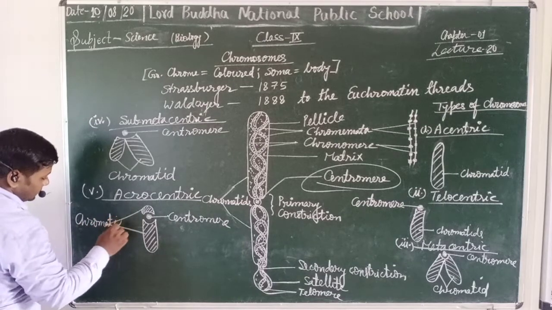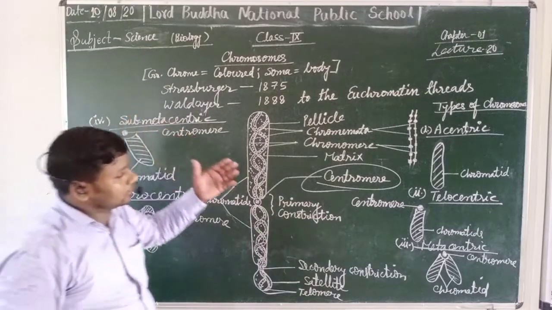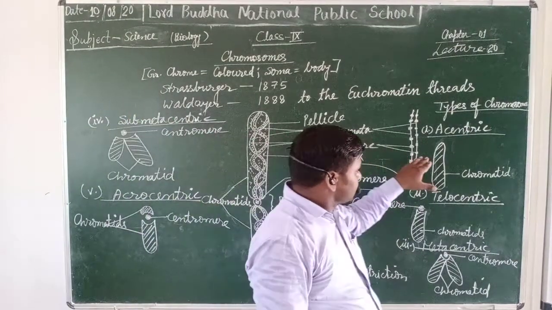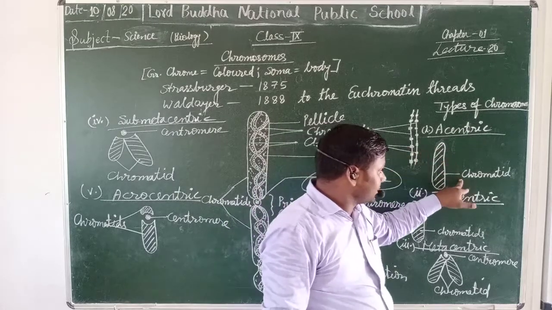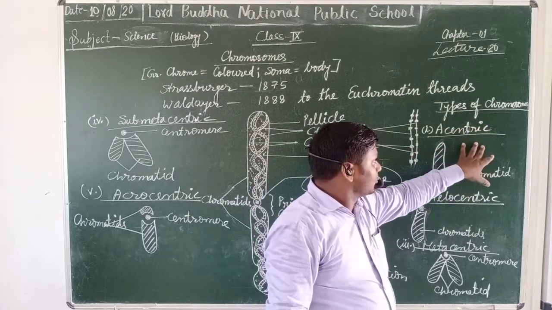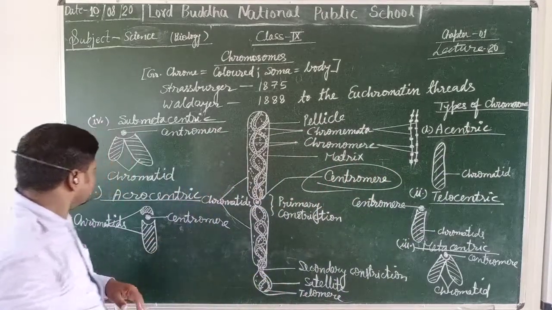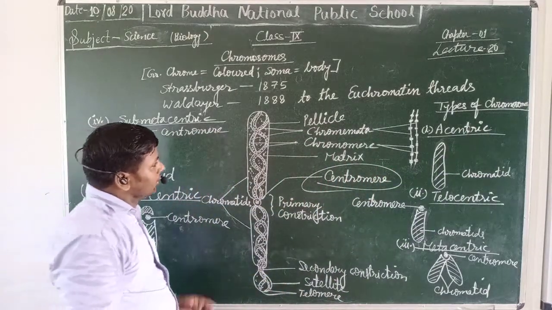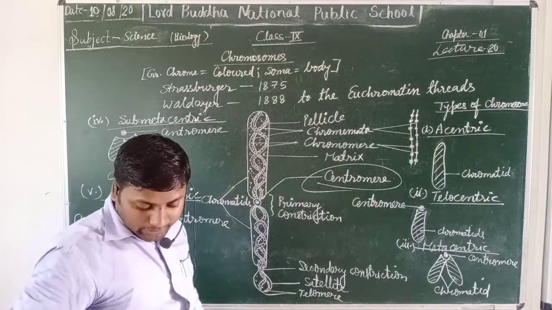Thus students, you observe that on the basis of presence or absence of the centromere, the names of chromosomes and their types are classified. Thus students, the lecture on chromosomes is completed.